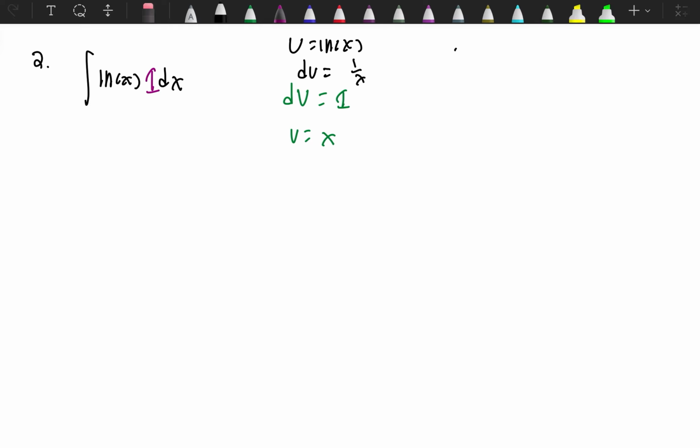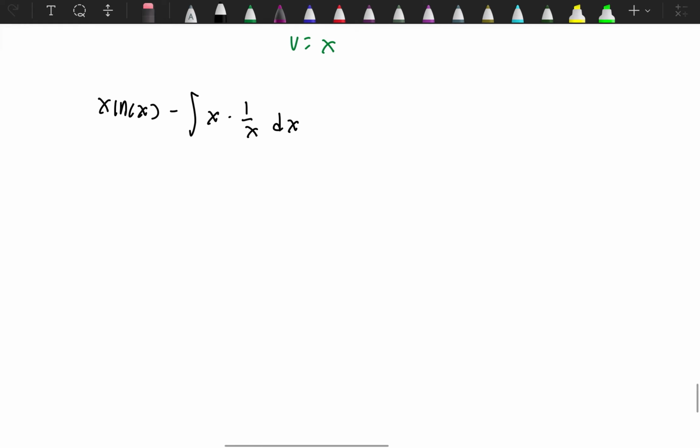And so from here, we pull out the formula again. What was it? Look, you forgot. uv minus the integral of v du. So you can just plug in. u is natural log of x, v is x. So it's just going to be x natural log of x minus the integral of v, which in this case is x, times du, which is 1 over x dx. And then from here, you can see that these x's cancel. So you just have x natural log of x minus the integral of dx, essentially.